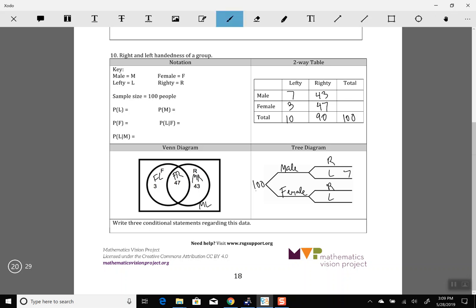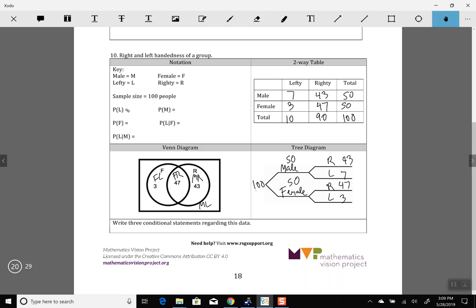So this is 7, 3, which totals up to, sorry, that's not right. There are 7 male lefties and 43 male righties, which totals up to 50. There are 3 female lefties and 47 female righties, which totals up to 50, which gets you to your 100.